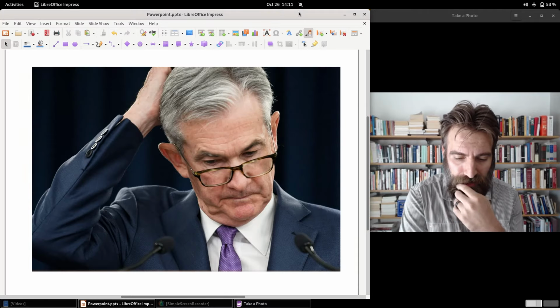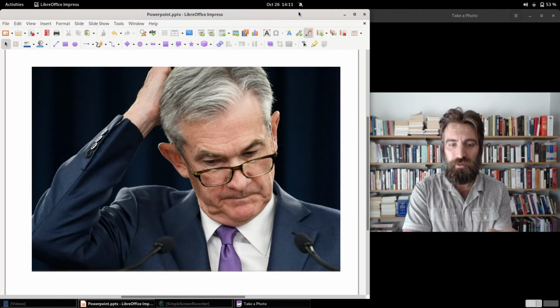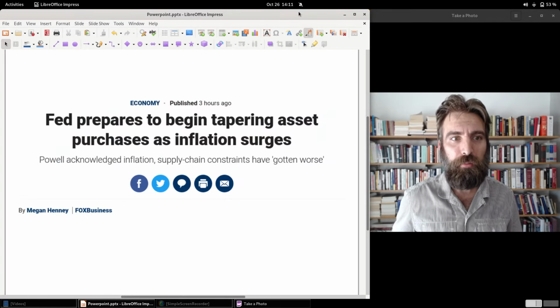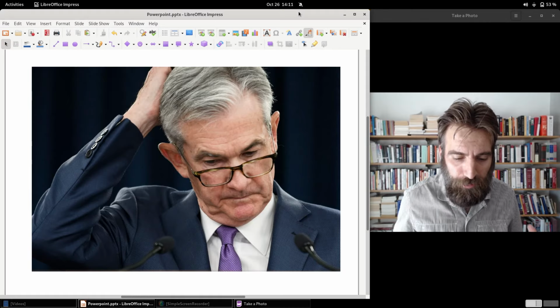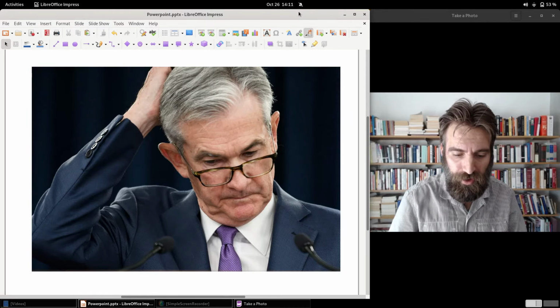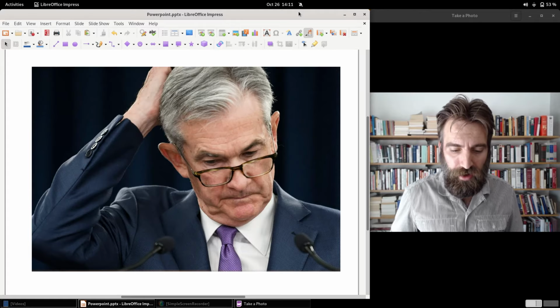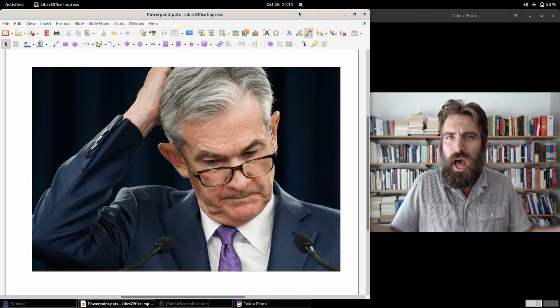So that's his prediction. He was asked in September, is the Fed contributing to this problem by keeping interest rates near zero and by buying $120 billion of bonds and securities every month. And Powell said, no.